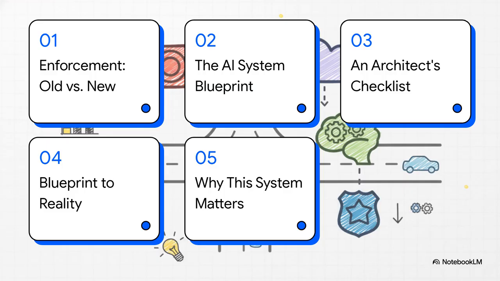Here's how we're going to break it all down. First, we'll look at the old way versus the new way. Then we'll walk through the actual AI blueprint piece by piece. After that, it's time to put on our engineer hats and go through an architect's checklist. Then we'll see how this whole thing actually gets rolled out in a real city. And finally, we'll talk about why any of this really, truly matters.